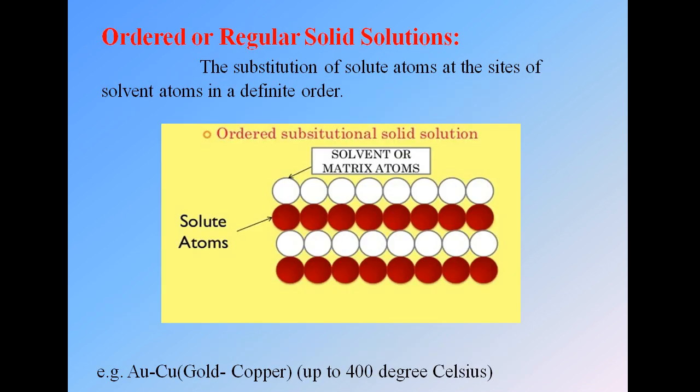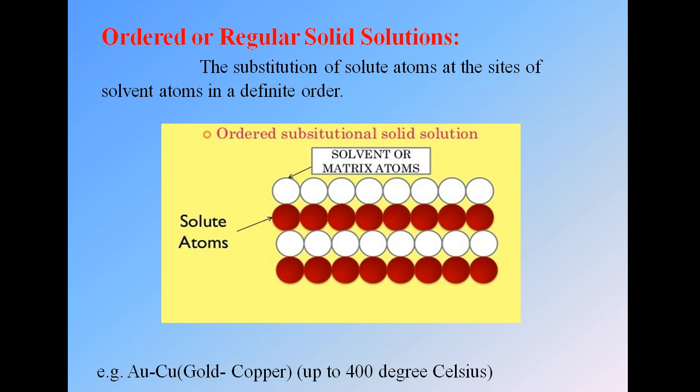Next, this is the ordered or regular solid solution. See the diagram directly, no need to go into the definition. In the diagram we can see the white spheres are solvent and the orange spheres are solute atoms. Here the solute atoms are placed in a horizontal line. There is a systematicness, there is a regularity. So this solution is called ordered substitutional solid solution. There is an order to place the solute in the solvent.